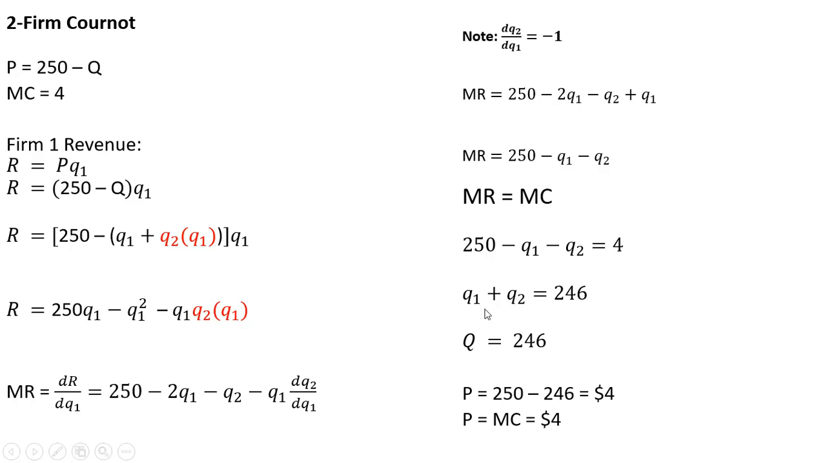We can't state with certainty how much output firm 1 and firm 2 will produce. We just know that collectively together, both firms will produce 246 units. And these units will sell at a price of $4.